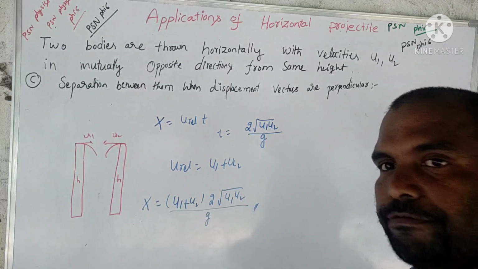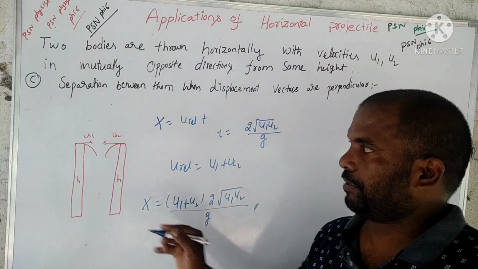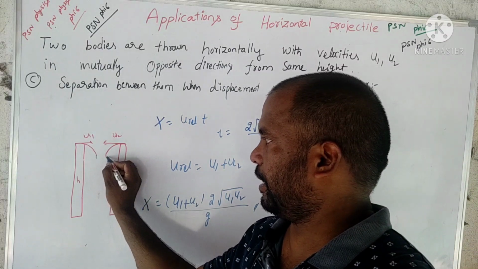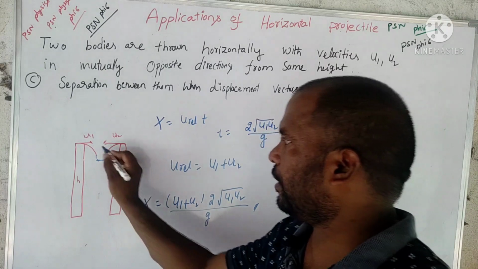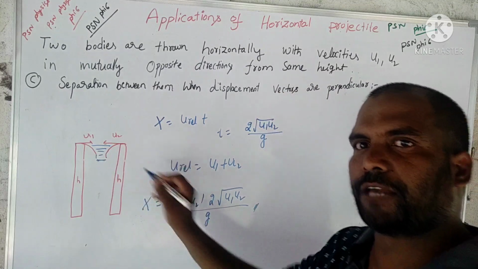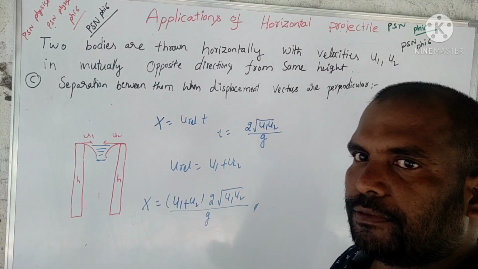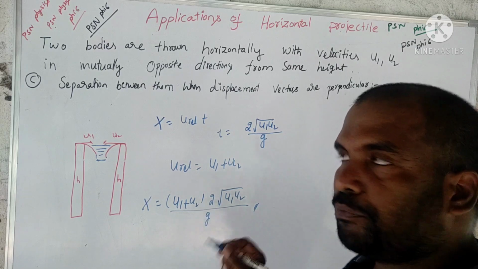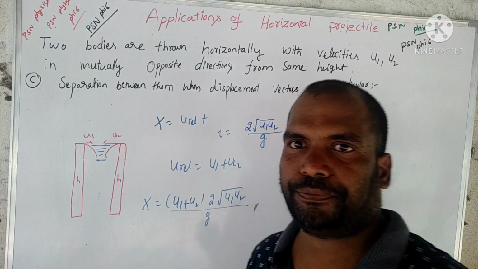This is the expression for separation. Suppose those bodies are here and here, this separation they are asking, or they may ask the separation anywhere, at any place after time interval t. These are the numericals based on horizontal projectile applications.